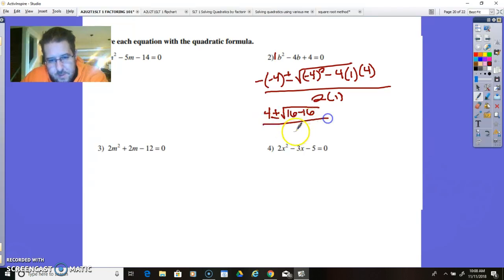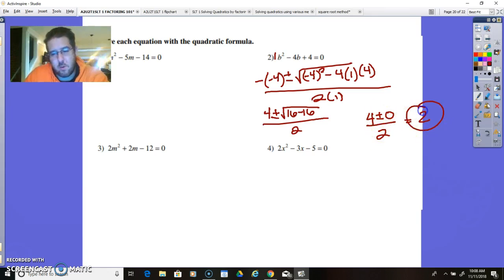Okay, perfect example, something we haven't seen yet, where we're going to get 16 minus 16, which is the square root of 0. Square root of 0 is 0. So we get 4 plus or minus 0 divided by 2. This is only going to have one solution, because whether you add 0 or you subtract 0, you're going to get the same answer on top. 4 plus 0 is 4. 4 divided by 2 is 2. There's only one solution here.